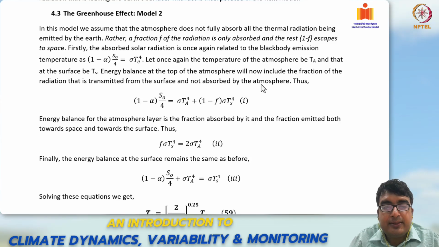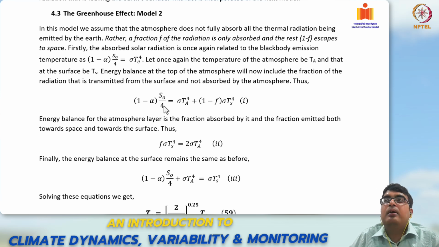So, the model here is the energy balance at the top of the atmosphere. This is the incoming flux that is being absorbed, so 1 minus alpha times S0 by 4. Remember, S0 by 4, the entire thing, is the solar flux per unit area of the surface, which is around 340 watt per meter square for earth. Alpha is the albedo of earth, which is the net fraction of this solar flux that is being reflected by either the clouds and the dust particles in the atmosphere or by the ground.